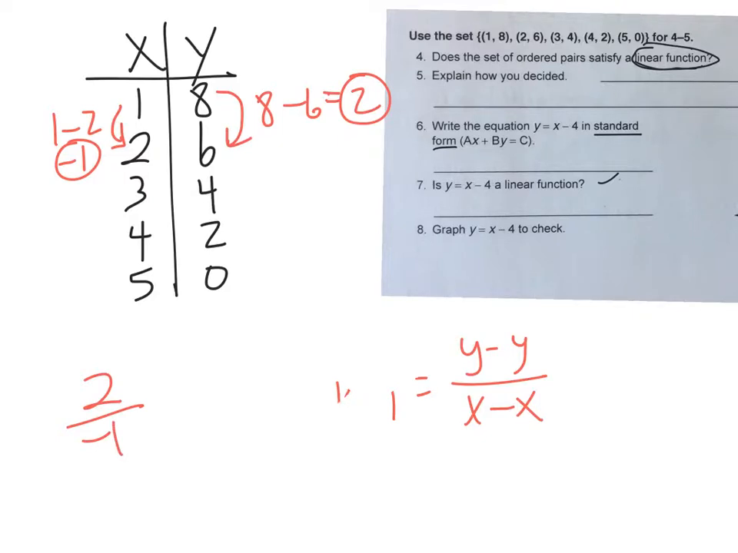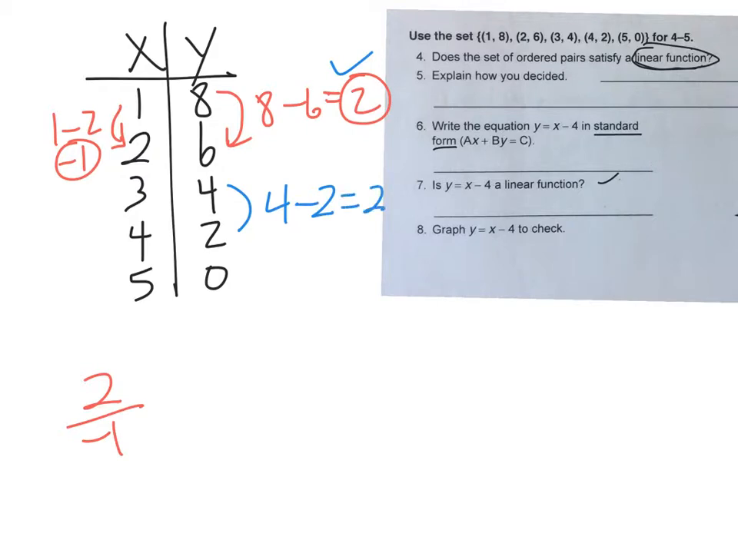Now let me go ahead and get this out of the way. So this one right here, I've already done one slope. So let's do another one. Let's do 4 minus 2. 4 minus 2 is 2. And then of course 3 minus 4 is also -1. So again, this is my rise, or my change in y, over my run of -1. And you notice they're both the same.